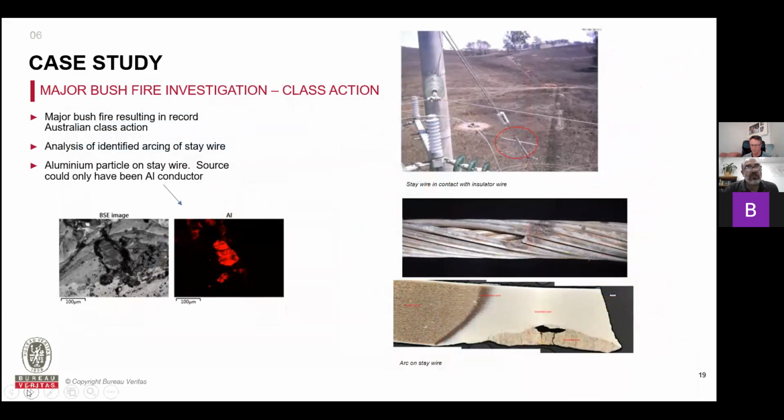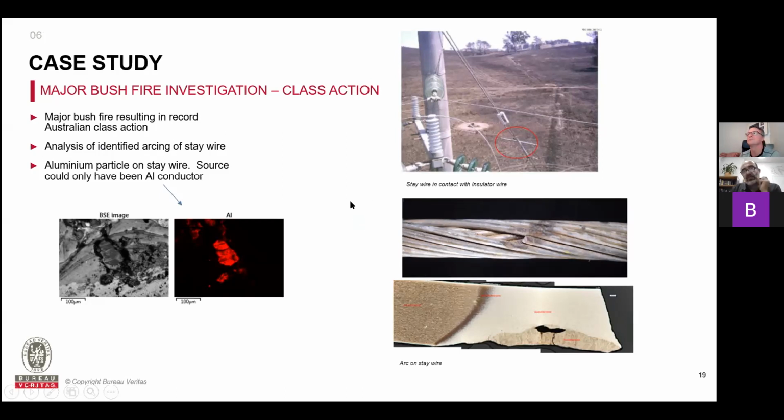This case study that we were involved in was a major bushfire investigation. It was a class action. I can't say too much, but I'll leave it at that. But one of our principal consultants was involved in this work, and basically it was a major bushfire which resulted in a record class action.